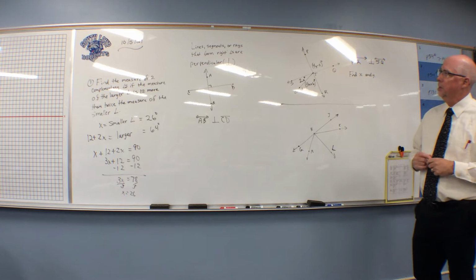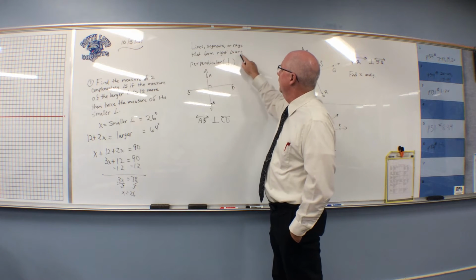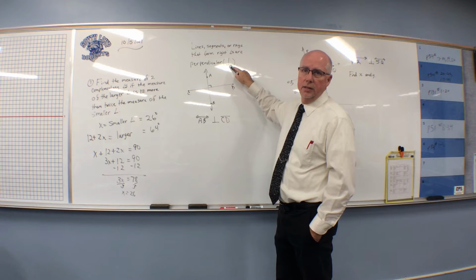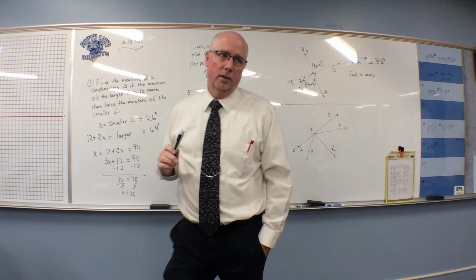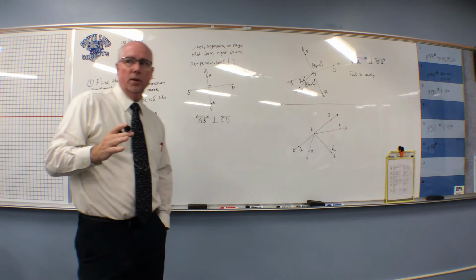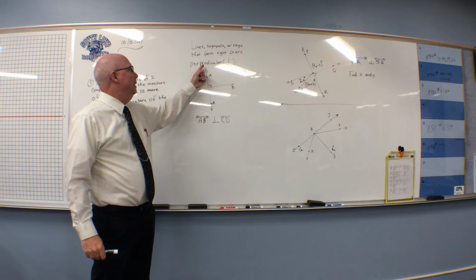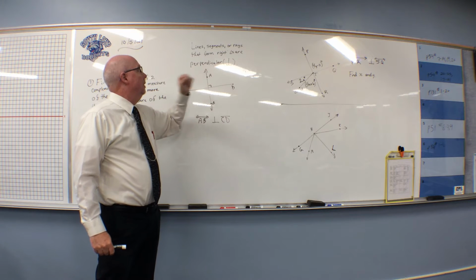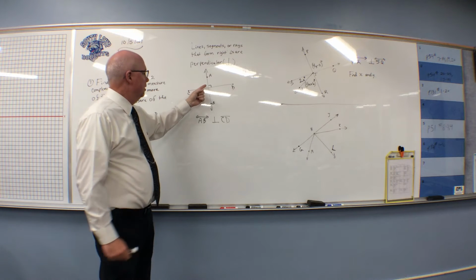All right, let's jump to something new. Lines, segments, or rays that form right angles are perpendicular. And this is the symbol we use for perpendicular. We don't always want to spell perpendicular because it is a tough word to spell. It's P-E-R-P-E-N-D-I-C-U-L-A-R.